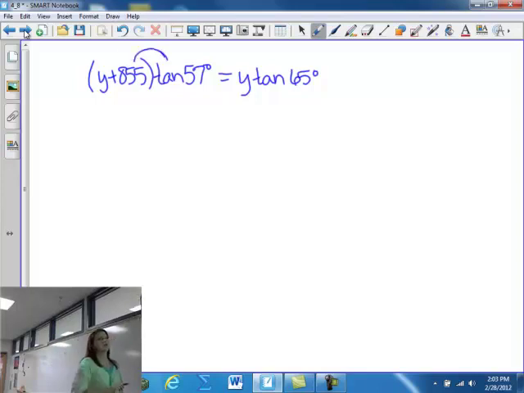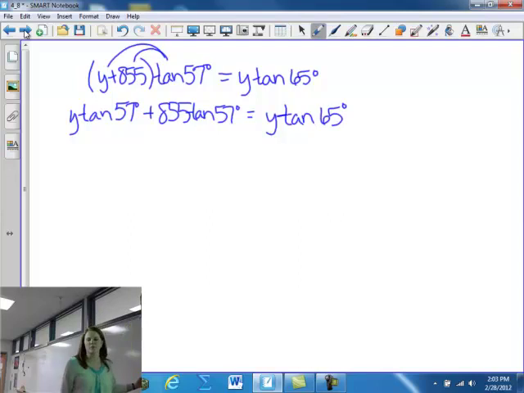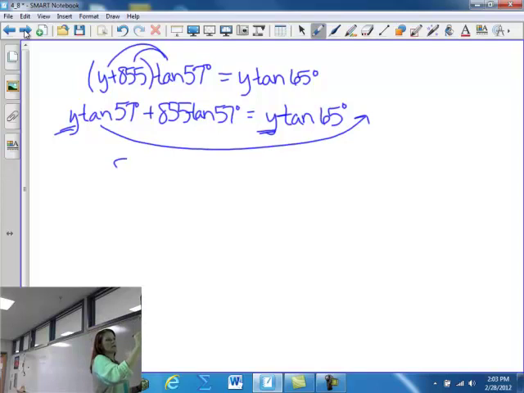So first thing, let's go ahead and distribute over here. So we have y times the tangent of 57 plus 855 times the tangent of 57 equals y times the tangent of 65. What's our variable? Y. And where are our variables? Our variables are on both sides of the equal sign. That is probably not a good strategy, right? So let's get them together on the same side. I'm going to subtract all that mess over there, and it's going to look like this: 855 times the tangent of 57.